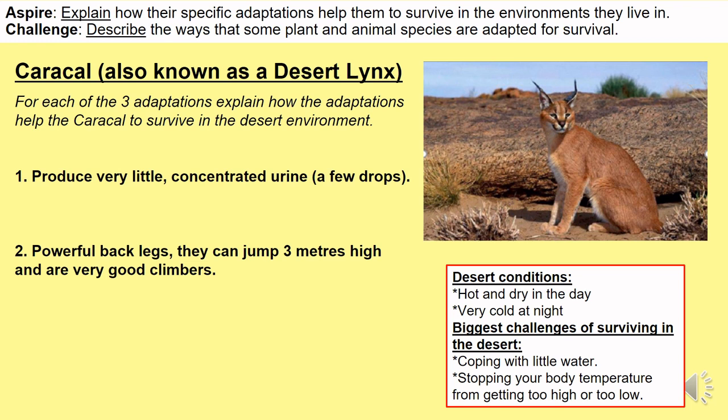They have very powerful back legs and they can actually jump up to 3 metres in height, and they are very, very good climbers. And the last adaptation I'm going to ask you to think about is these black tufts of hair that stick up quite high on the top of each one of their ears. So again, I'm going to give you about a minute to come up with some reasons why those 3 adaptations help the desert lynx to survive in the desert ecosystem. Off you go.